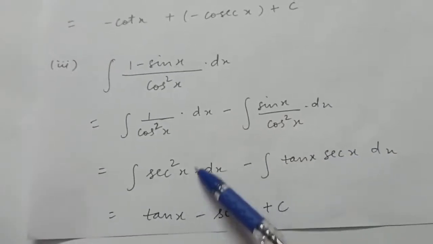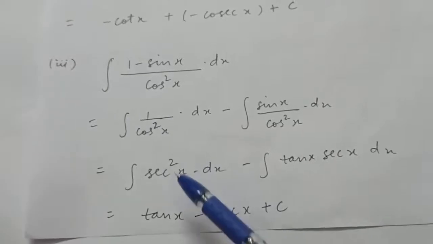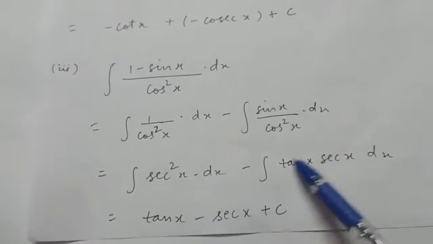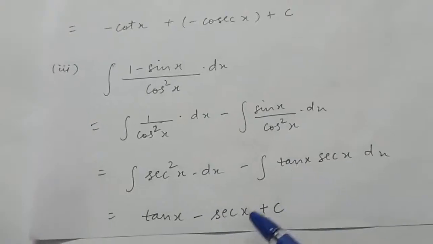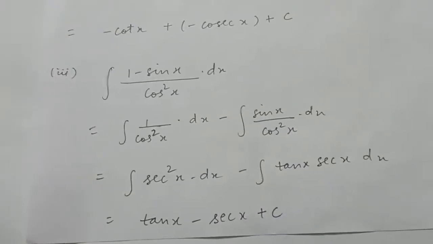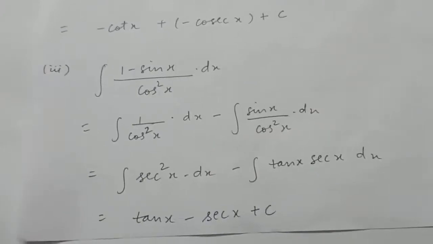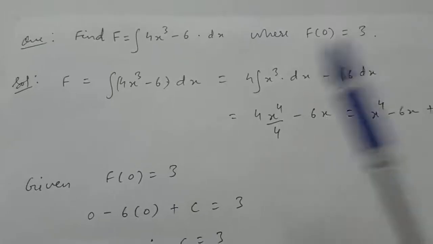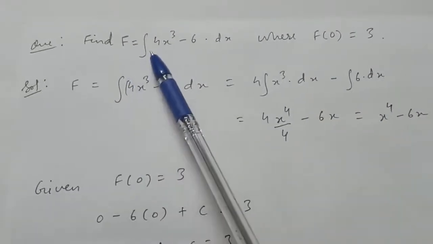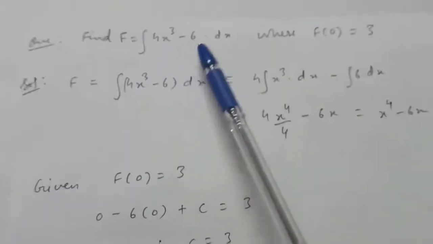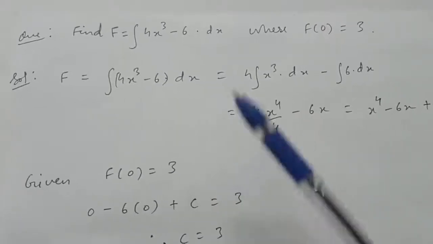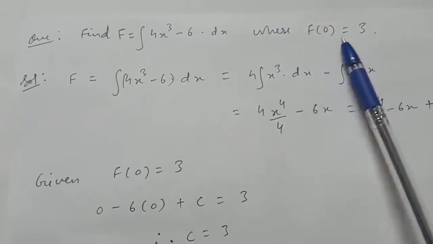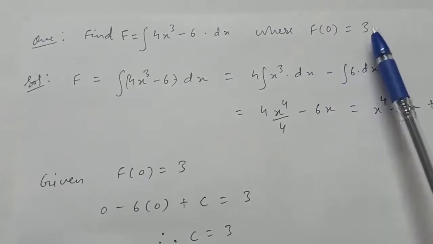Why have we done this? Because now we know the integral of secant square x, which is tan x, minus the integral of secant x into tan x, which is secant x, plus c. Clear? Now the next question is, you have to find capital F, where this capital F is the integral of 4x cube minus 6 with respect to x, and also it is given that F of 0 is equal to 3, right?